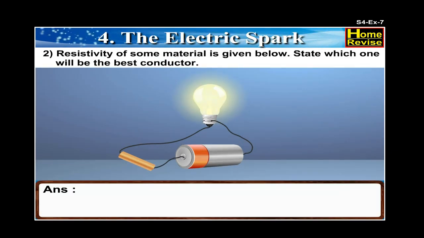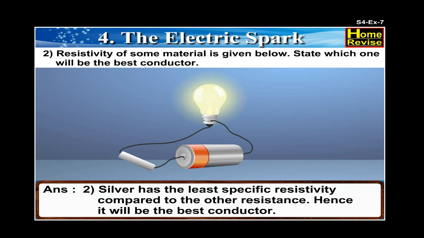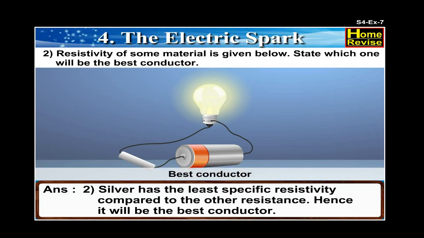Answer. Substances which have low resistivity for electric current are good conductors of electricity. Silver has the least specific resistivity compared to the other conductors. Hence, it will be the best conductor.